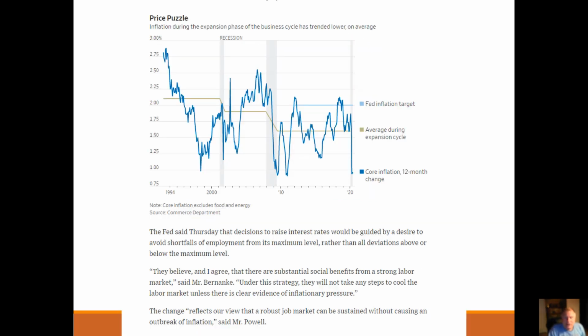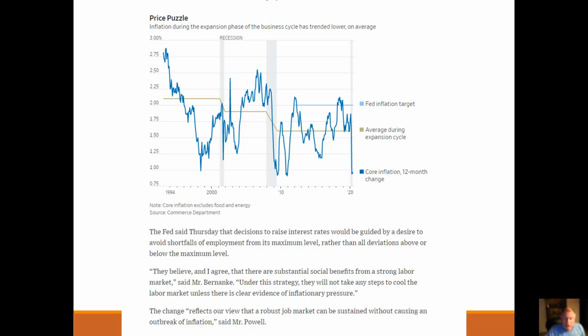Now, what we've seen over the past, and this goes back to '94, is inflation at its highest at 2.75. The target is 2%. During expansion, we've seen it close to about 1.65. Now, what's happened is we've moved into this: the core inflation is down. That doesn't mean everything is down. That just means this basket of goods is. So food prices are up where other things are down: travel, clothing.